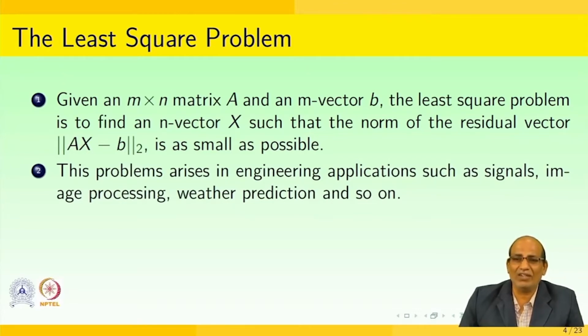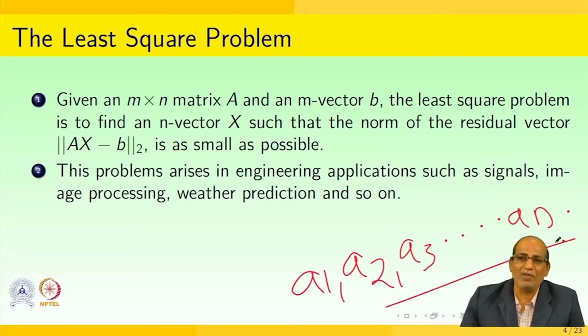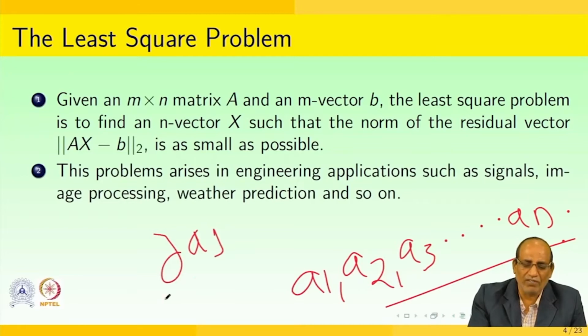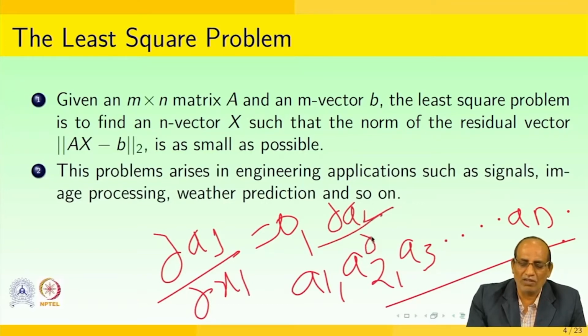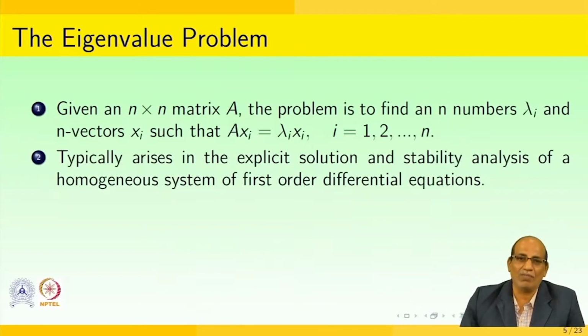Essentially we try to estimate the parameters a1, a2, a3, up to an. These are n parameters and we try to minimize with respect to these parameters, and the gradient will be equal to 0. So the necessary condition is that the partial derivative with respect to a1 will be 0. Similarly, the partial derivative with respect to a2 will be 0. Like that we get n equations. This is what we quite often use in statistics. That is what is called the least square problem.